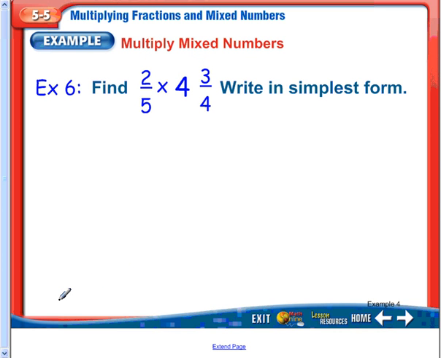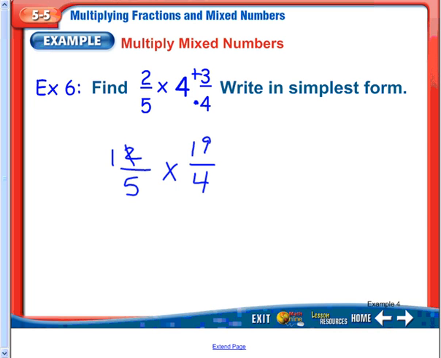In example 6, 2/5 times 4 and 3/4. So again, I need to start by getting all of my terms into either fractions or improper fractions. So if I take 4 times 4 plus 3, 4 times 4 is 16, plus 3 is 19. So 19/4. The denominator won't change. I'm just renaming it. Okay, now I look diagonally.